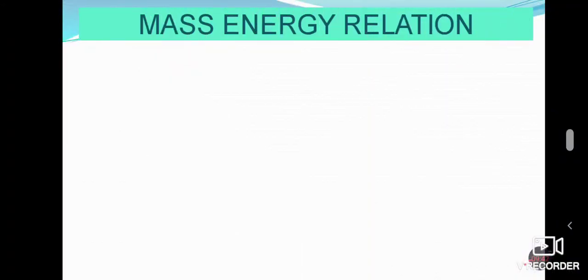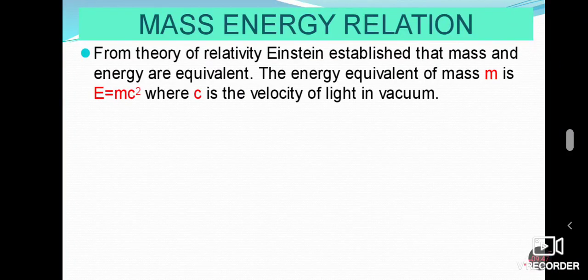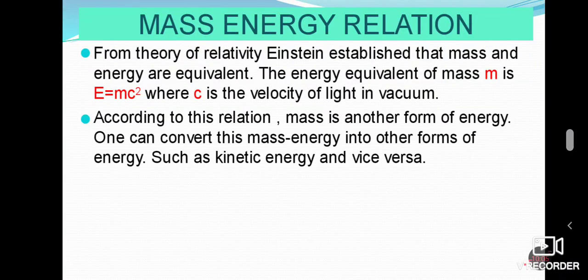Then we can go on to discuss the mass energy relation. From the theory of relativity, Einstein established that mass and energy are equivalent. The energy equivalent to mass m is E equals m c square, where c is the velocity of light in vacuum. According to this relation, mass is another form of energy, and one can convert this mass energy into other forms of energy, such as kinetic energy, and vice versa.